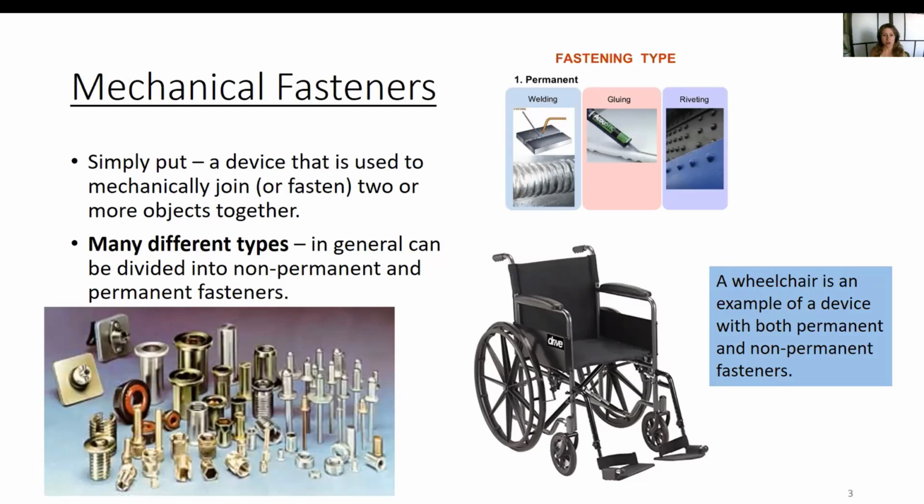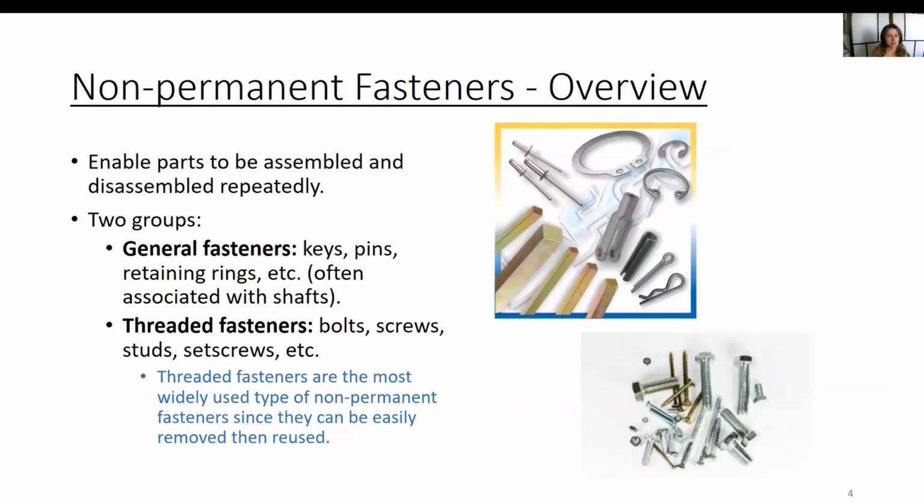A wheelchair is a really good example of a device that has both permanent and non-permanent fasteners. The permanent fasteners might be the weld lines in the frame, and the non-permanent fasteners might be things like the bolts or the screws that hold other components to the frame. Non-permanent fasteners enable parts to be assembled and disassembled repeatedly.